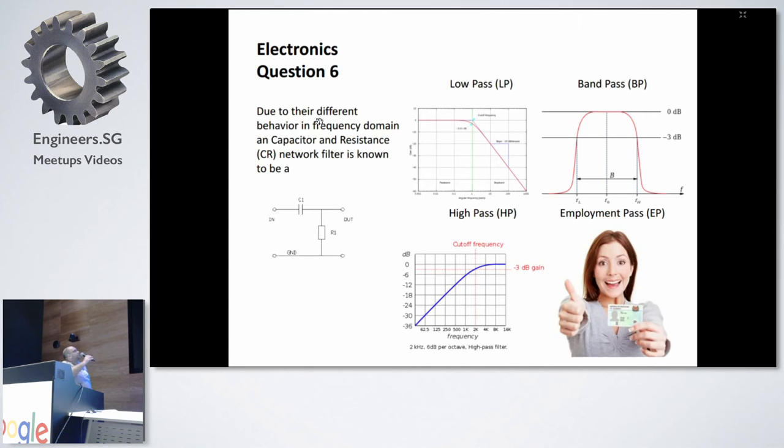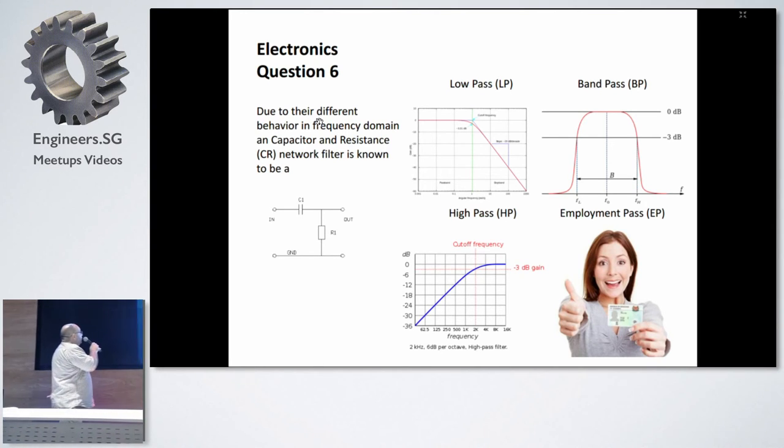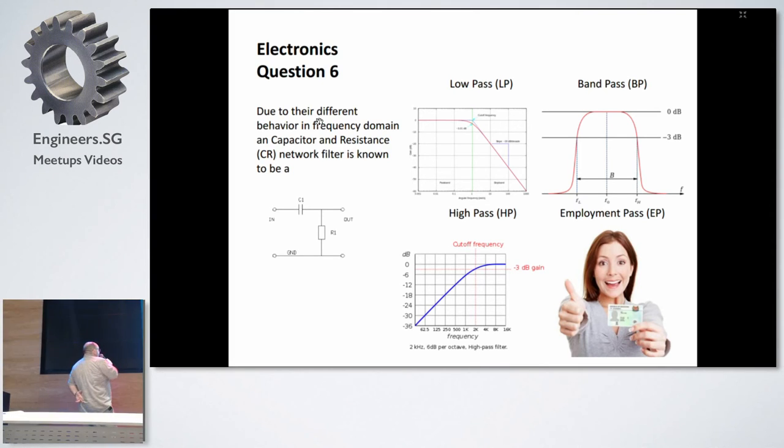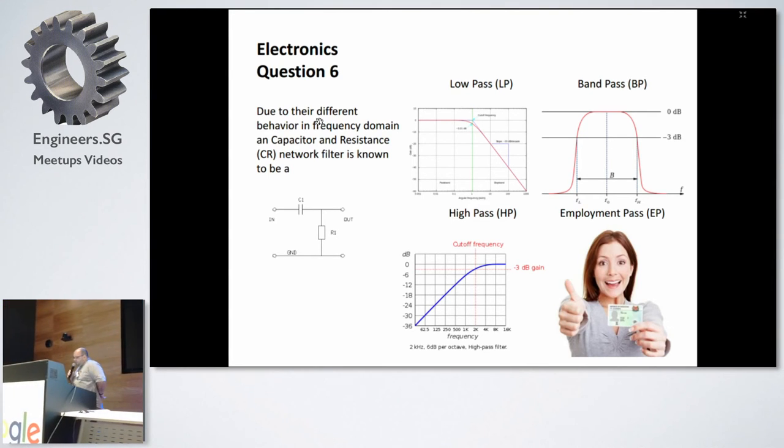Okay, question six. Due to the different behavior in the frequency domain, the network comprising a capacitor and a resistor is known to be. So we have different paths. One is a low pass, LP, the other one is a band pass, BP, the other one is a high pass, HP, and you have the EP, because this is in Singapore. So you have to find out which network is actually the right one.